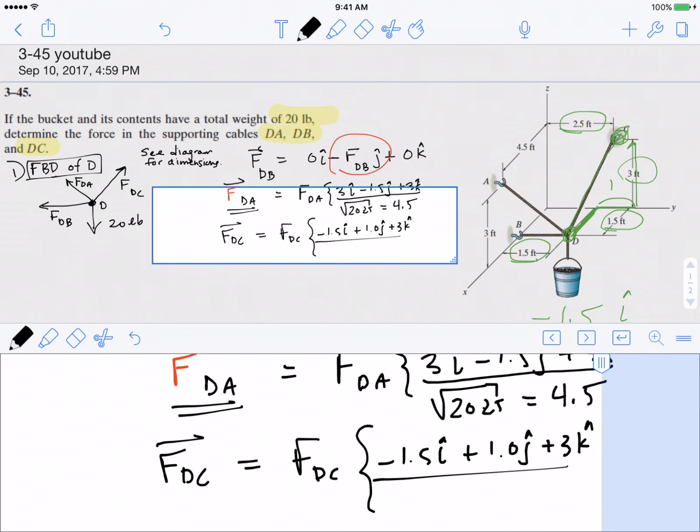I must divide that by the square root of 1.5 squared plus 1 squared plus 3 squared. That is equal to 12.25, which is also equal to 3.5.